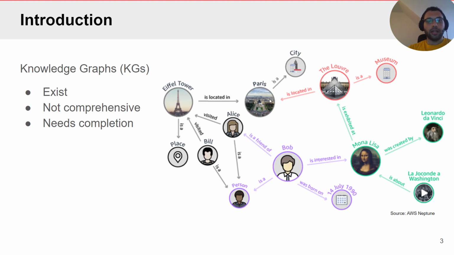In the example here, a toy knowledge graph is shown where Paris, the city, is described. We see some places located in the city like the Eiffel Tower or the Louvre. Of course, many other relations and entities can still be mentioned here. Mona Lisa, for example, with a relation to the museum, or Bill and Alice, where they visited the Eiffel Tower, and so on.